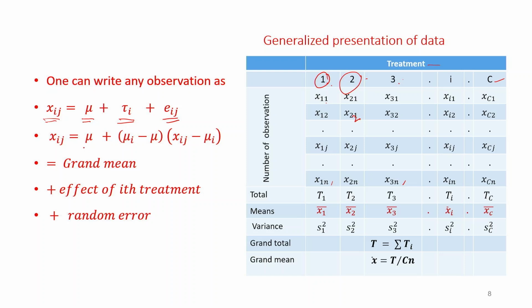We write the grand mean as mu. Treatment effect is the difference between these two, mu i minus mu, and xij minus mu i is the error part of it. Therefore, grand mean, effect of ith treatment, and the random error. These are the 3 different components.